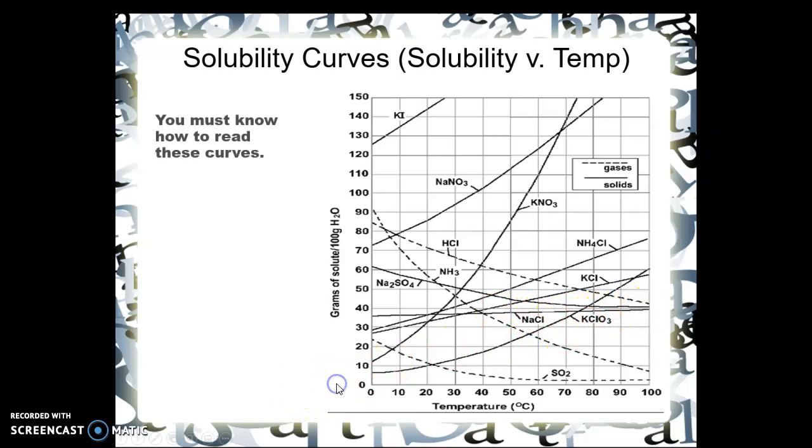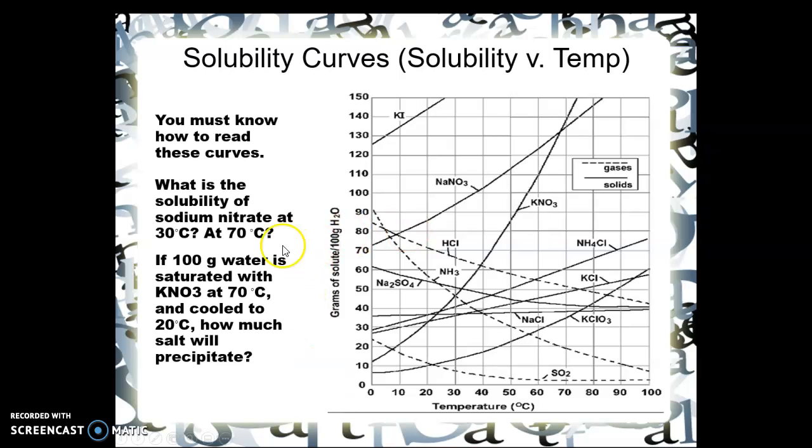solubility curve. You must know how to read these curves to determine at any given point how much solute will be in a saturated solution, because this is the saturated solution line. So, what's the solubility of sodium nitrate at 30 degrees? All right, we go here to the 30-degree temperature, and we look for the sodium nitrate line, and there it is, and you can read it if you wish.